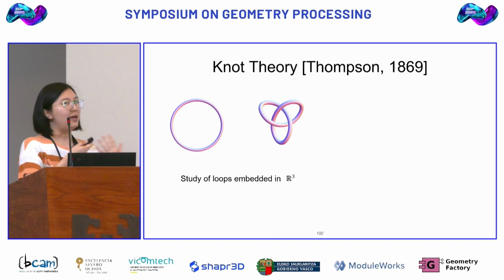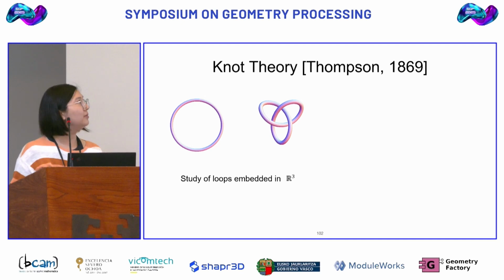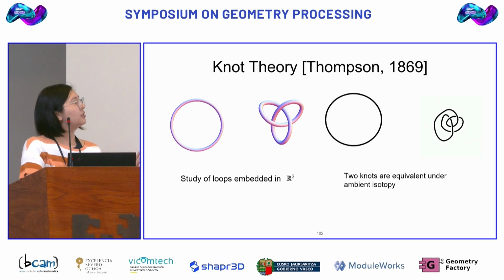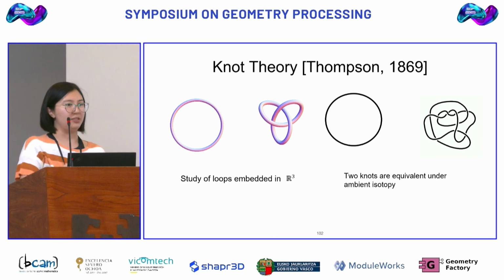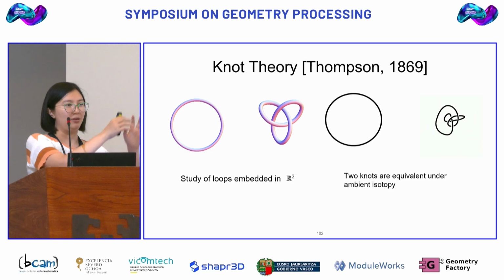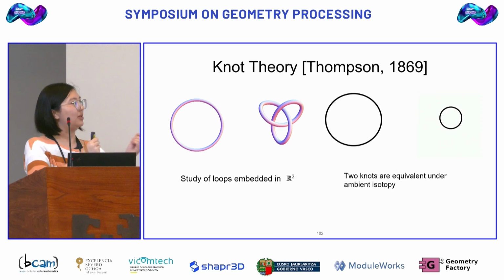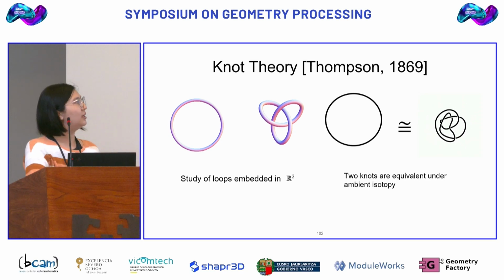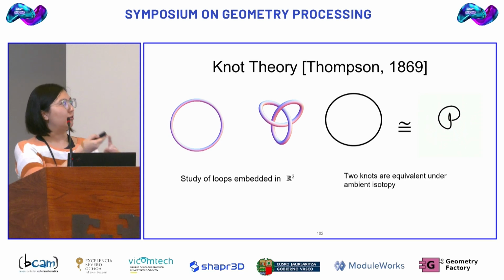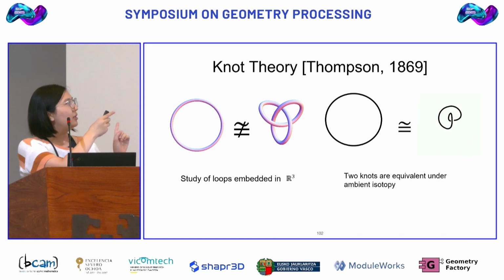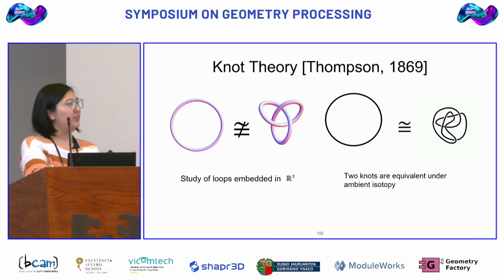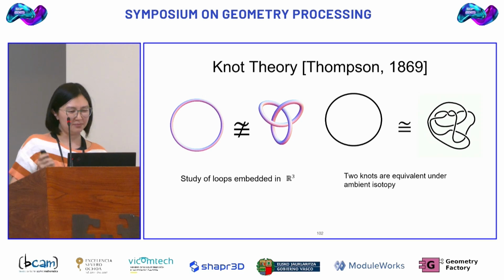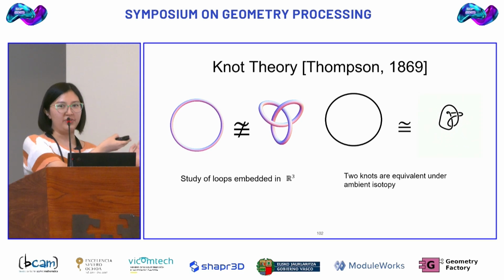Well, there's this area of math that some of you might be familiar with, pretty old. It's knot theory. It's the study of loops embedded in R3, where we consider two knots to be equivalent under ambient isotopy. Essentially, if you take your loop and smoothly deform it without ever causing any interpenetrations, they're equivalent if you can move between the two presentations without having to pierce through. So the complicated knot on the right is equivalent to the unknot. The trefoil knot on the left is not equivalent to the unknot.